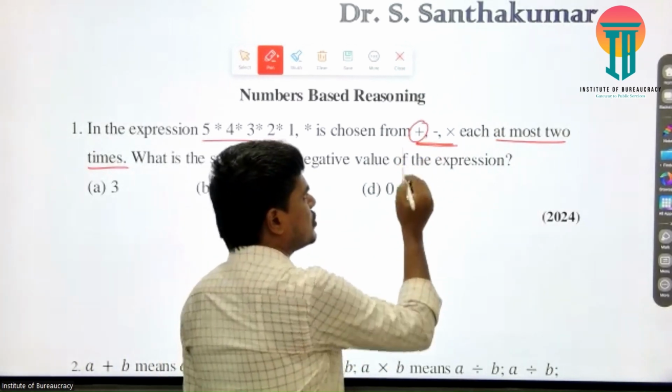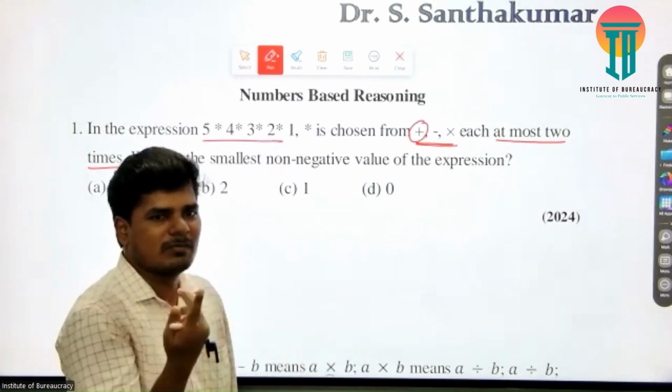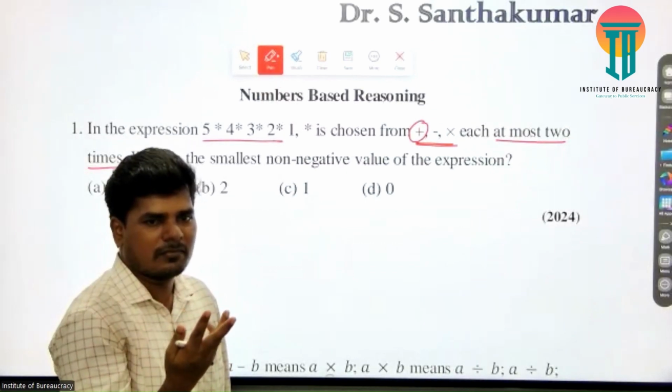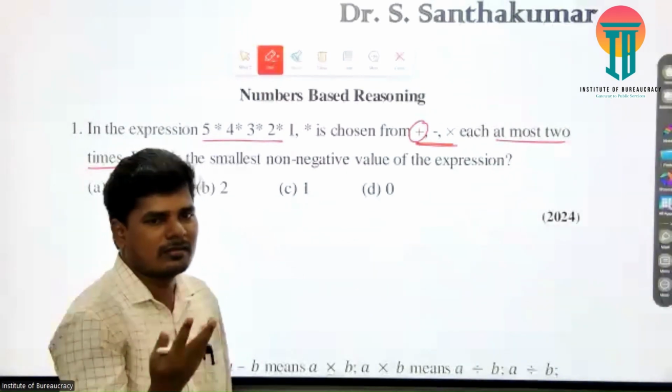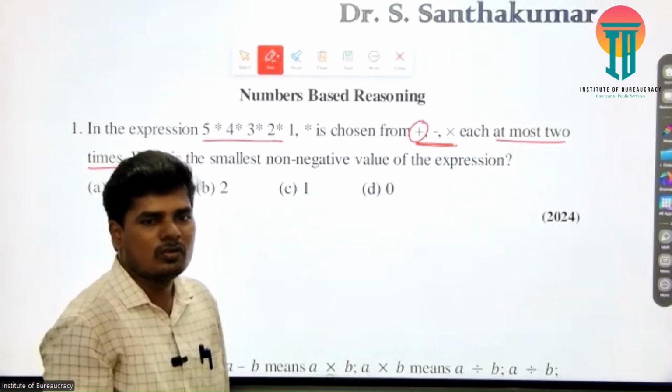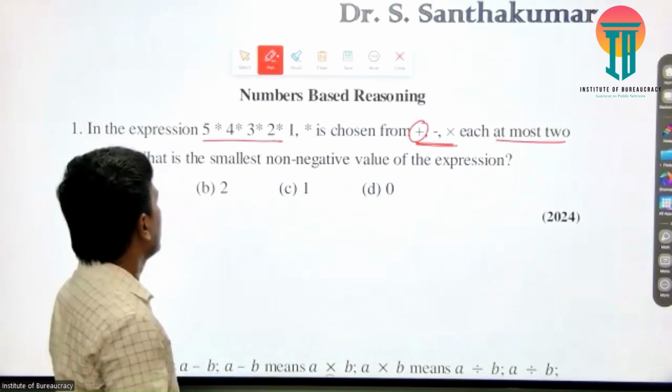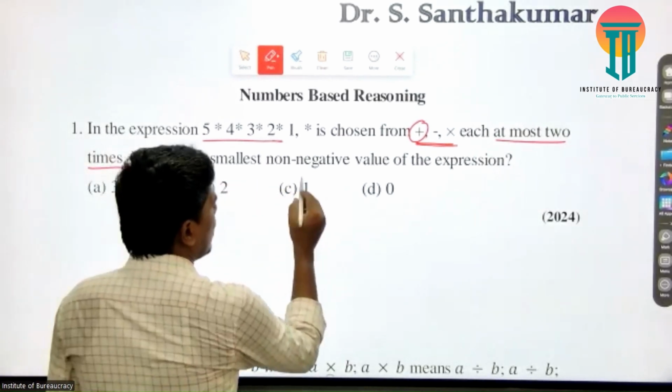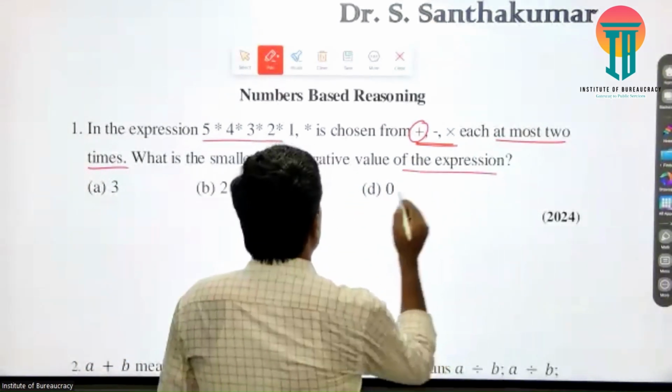Any operation you are choosing, you can take a maximum of 2 times, or 1 time. Okay, at most 2 times you can take. Maximum 2 times you have to take. What is the smallest non-negative value of the expression?